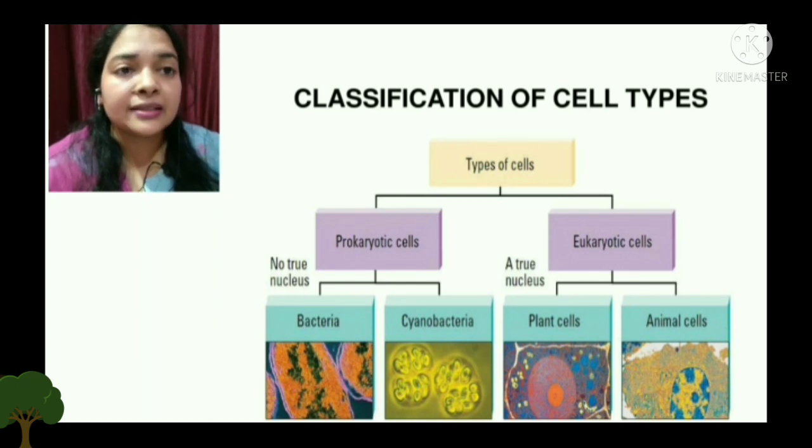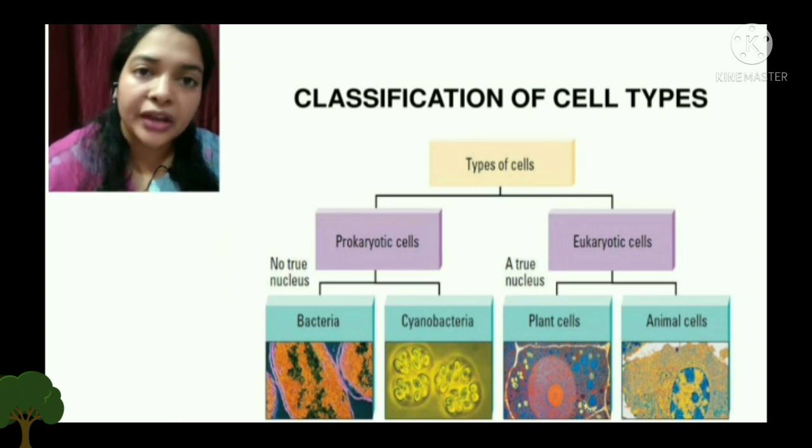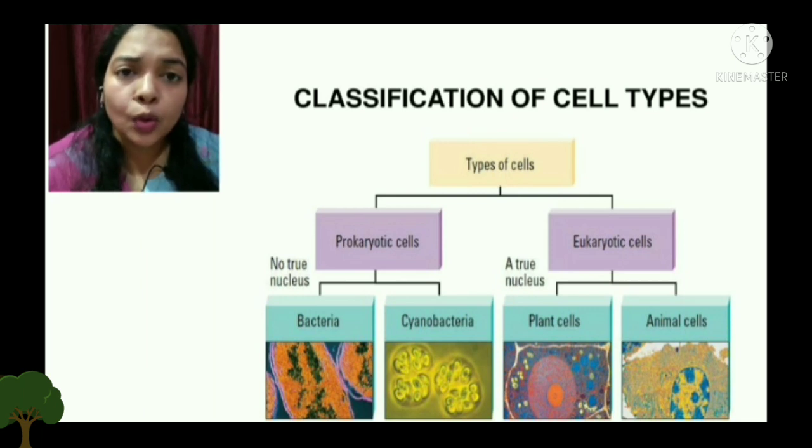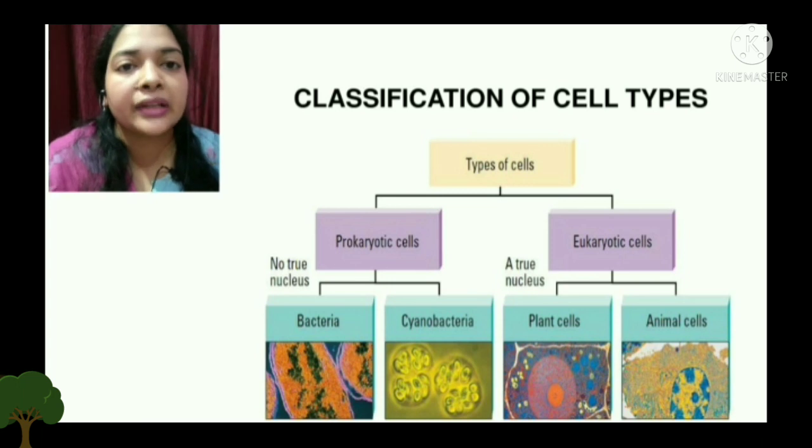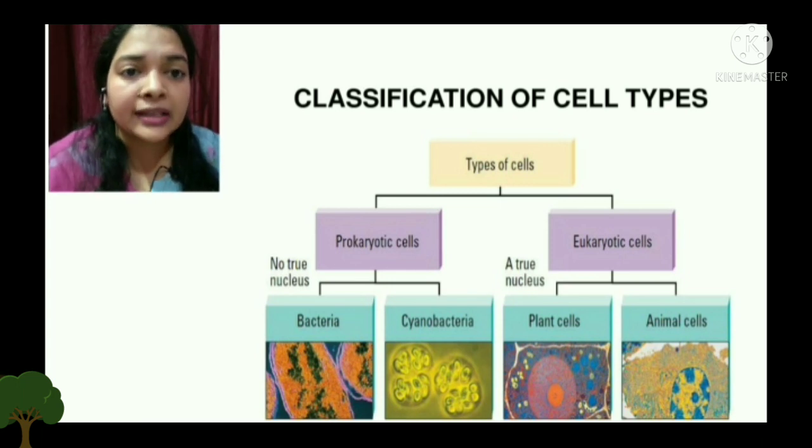Now, let's discuss about the types of cell. Cells can be of two types: prokaryotic cell and eukaryotic cell. Prokaryotic cell. Pro means primitive and karyon means nucleus. So a cell which contains primitive nucleus is known as prokaryotic cell. For example, bacteria and blue-green algae.